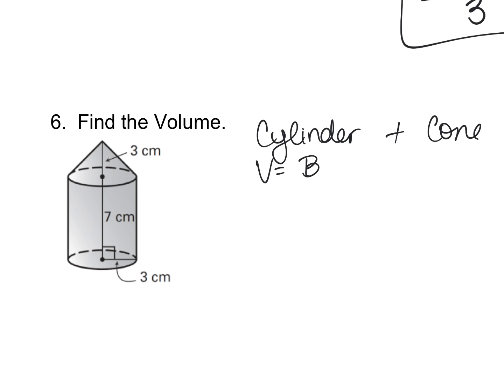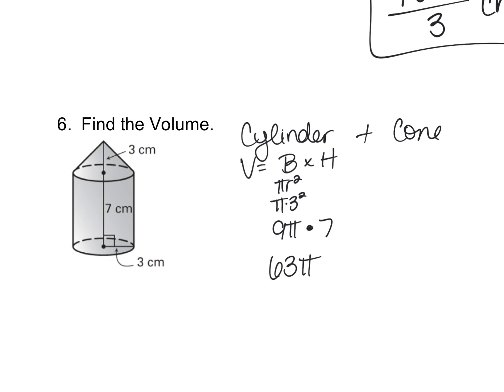The cylinder has no 1/3 in the formula, so it's just the area of the base times the height. The base of a cylinder is a circle, so pi r squared. Pi times 3 squared, because 3 is your radius, gives you 9 pi. What is the height of the cylinder? It is 7. So now my cylinder gives me 63 pi.